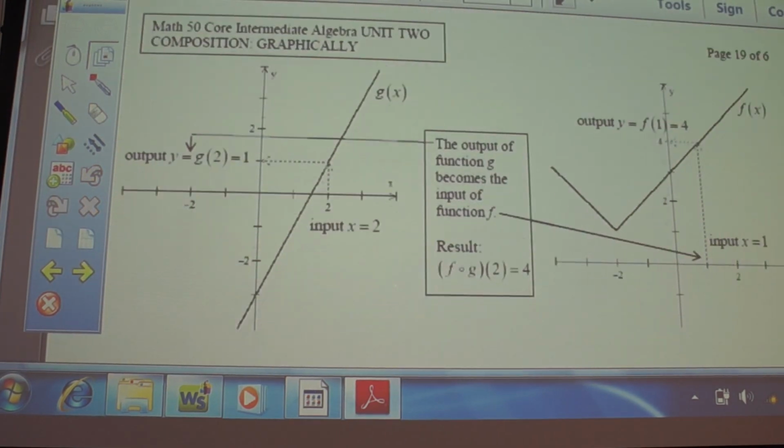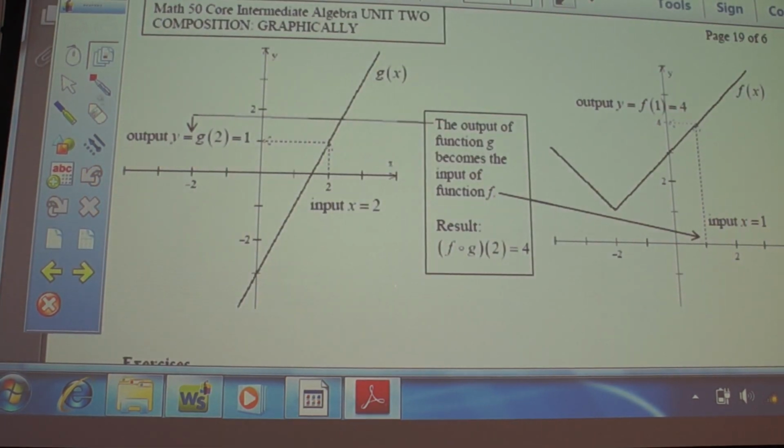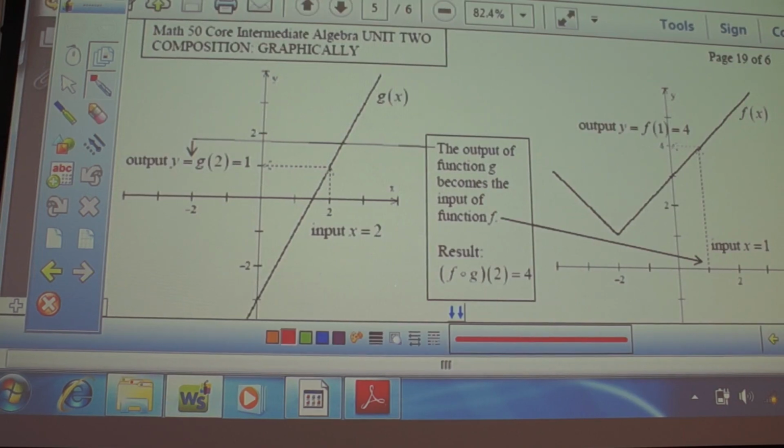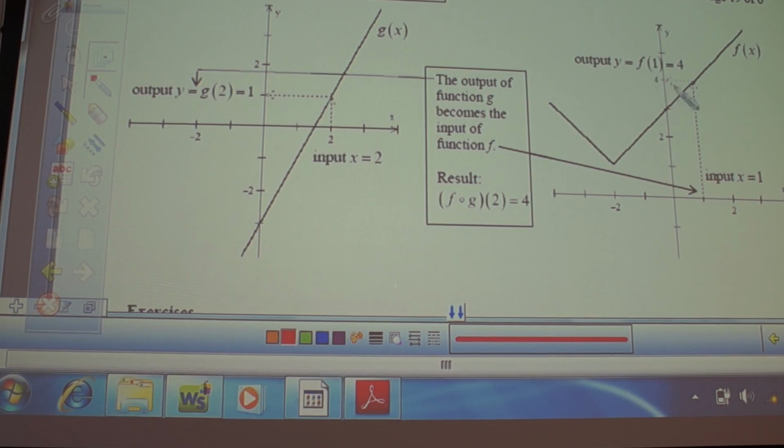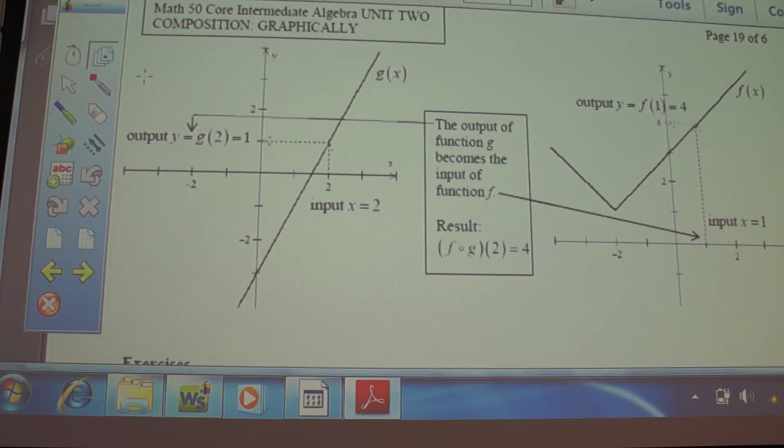It is sort of graphical. First you go to g, you go to 2, you find your output of 1. You take that 1, you pop it in as the input for f. You go up and you find your output of 4. Right? This is on the next page, coming on the next page.